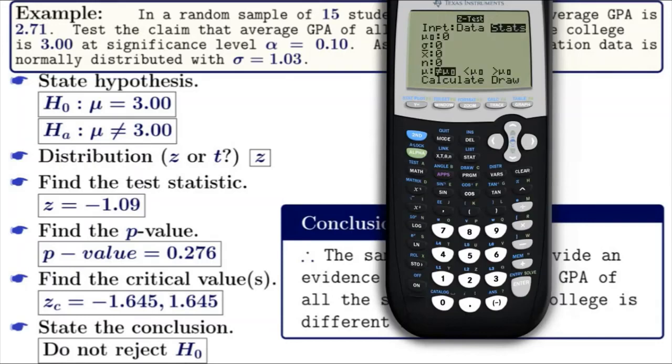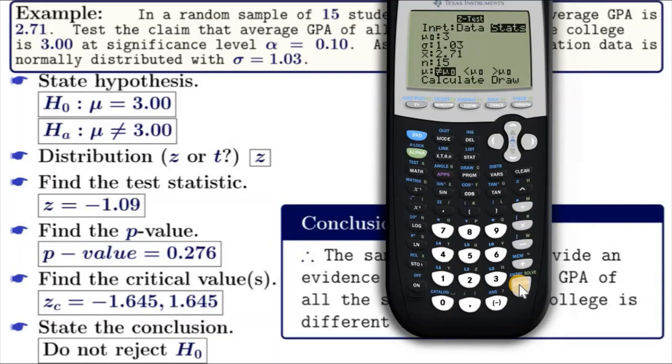Then hit enter. Since we are given summary statistics instead of real data, we will select stats, then hit enter. Now let's enter the given information. Mu 0 is the given mean in null hypothesis, which is 3. So let's enter that. Then given population standard deviation sigma is 1.03. So let's enter that 1.03. Then X bar is 2.71. So let's enter that 2.71. And given sample size n is 15. So let's enter that.